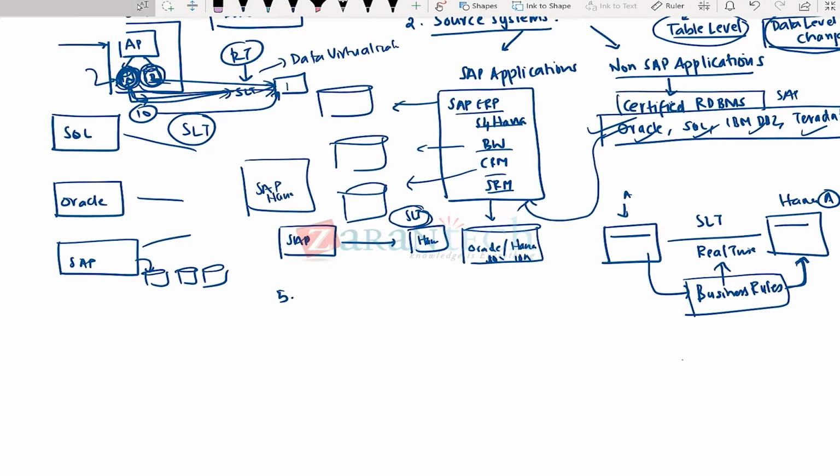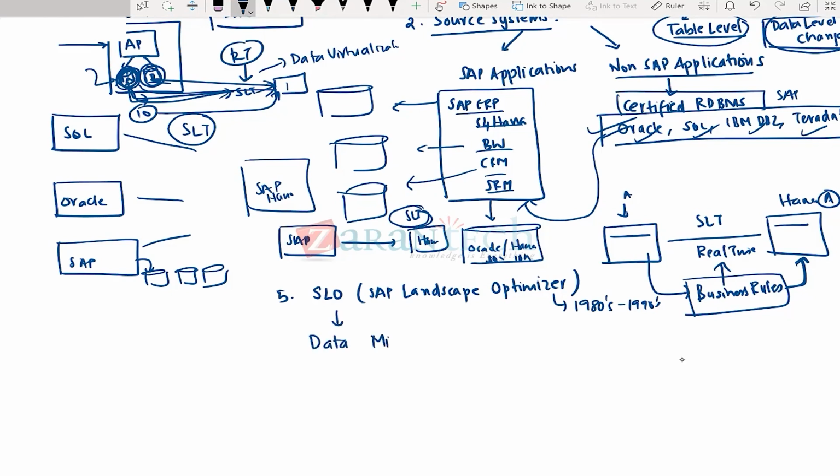And that is true. SAP used to have a parent tool called SLO, which is SAP Landscape Optimizer, SLO. This was created in the late 1980s, early 1990s. So it has been in the market for several decades together. What was the need of this particular tool? This tool was also called the Data Migration Server, DMIS. In short form, it's called DMIS server.